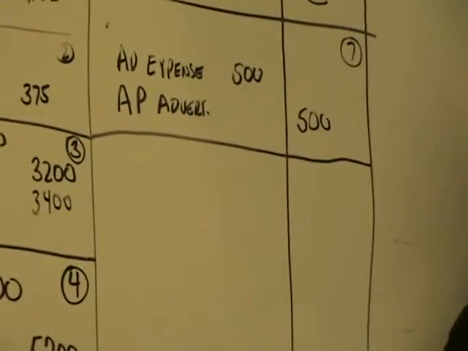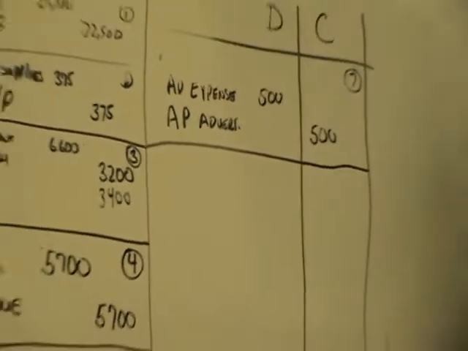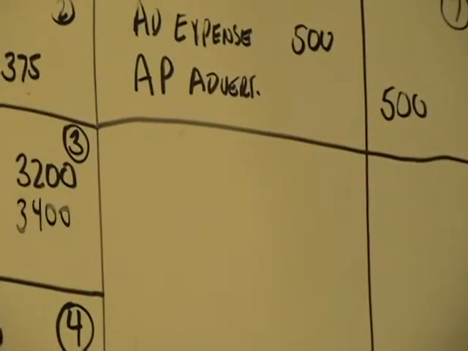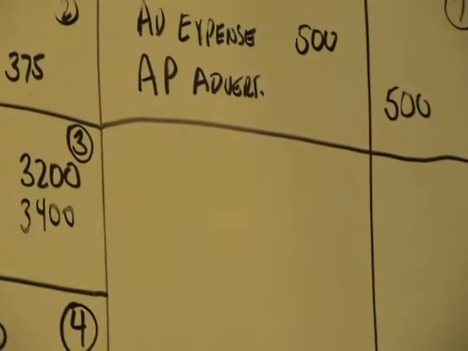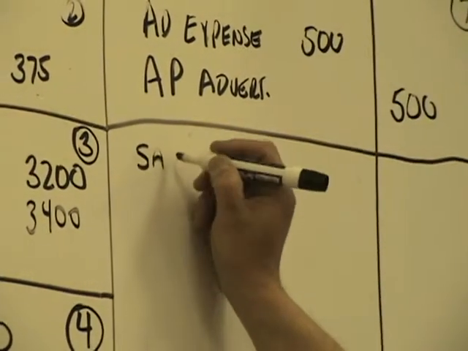No. Read to us then, Jigna, or read to us, Ashish. Paid $2,400 cash for office salaries. What is it? Office salaries. We paid how much? $2,400 cash for office salaries.